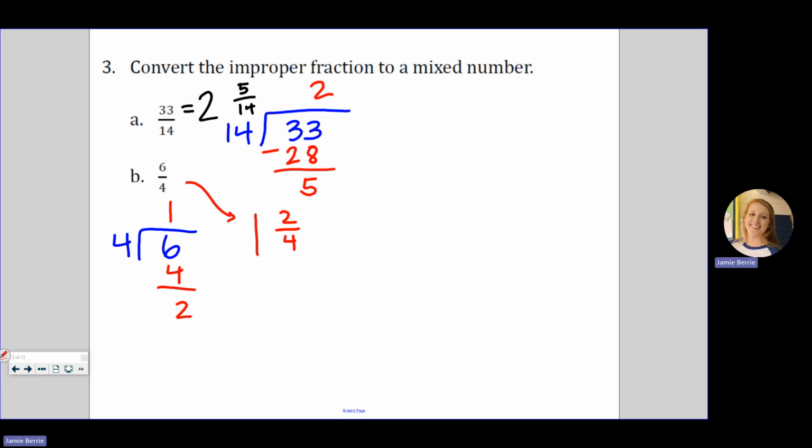I just randomly picked this, so I don't think we've done one like this before where our fraction ended up being something that we could reduce. So I would be fine if you left it as 1 2/4, but it's also the same thing as 1 1/2.